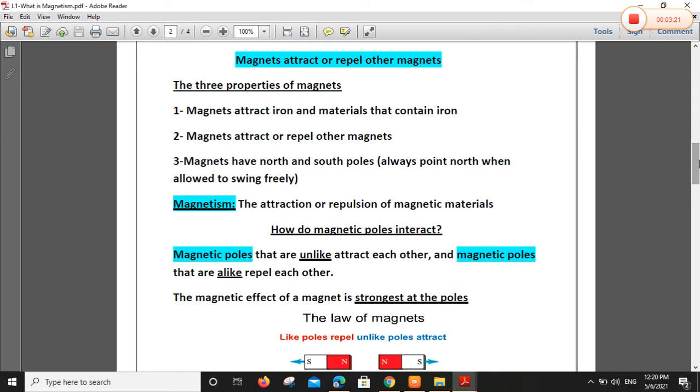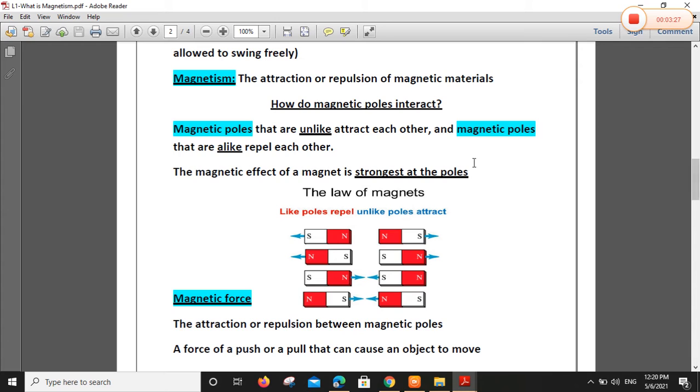And they found the magnetic effect of a magnet is strongest at the poles, or at the tip of the magnet. This is the strongest area for a magnet. The magnetic effect of the magnet at the two poles is stronger than at the middle. The magnetic effect of the magnet is strongest at the poles.